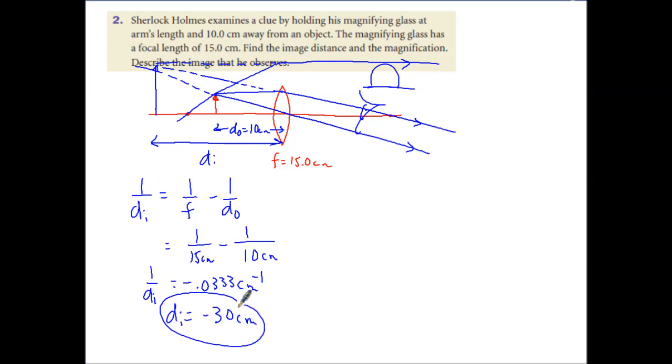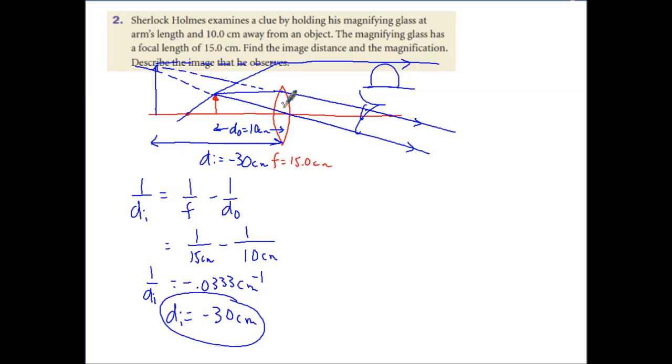And that should make sense, that the image distance is actually negative. Okay, so that's because it's on the same side as the object is. Okay, so that's the image distance. So 30 centimeters on this side of that lens is where he sees that image.